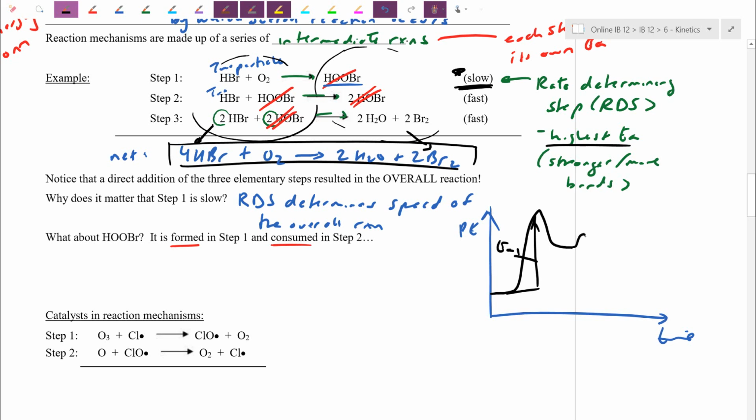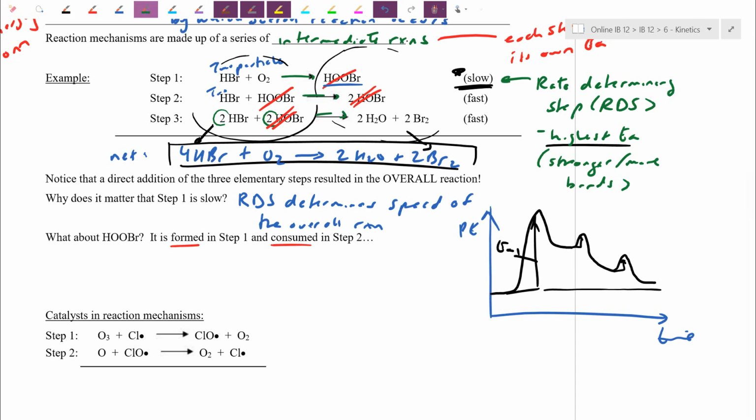And then afterwards, step number 2 is relatively easy. EA2 is a little bit low. EA3 also a little bit low. I don't know overall whether we're exo or endo. That depends on the reaction. But definitely here, the one with the biggest hill is always the slowest step. If you can somehow get over that hill, the other hills are pretty easy to go through. So make sure you know that name there: rate determining step. It's the step that determines the rate.